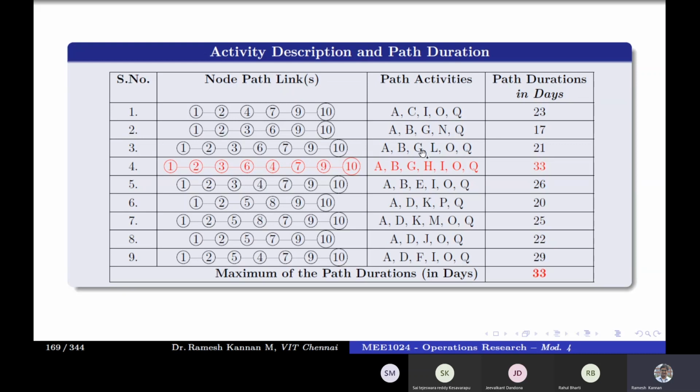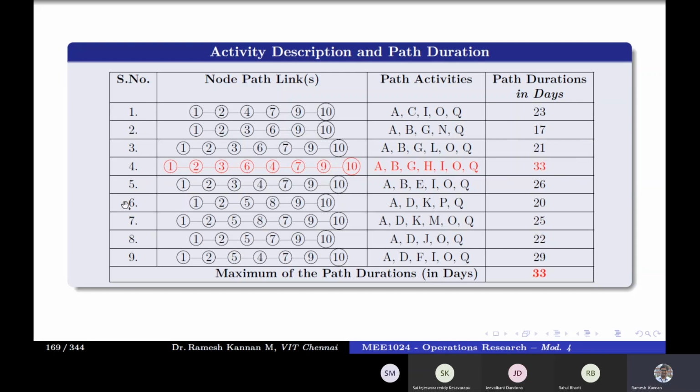For example, if I delay any of these by 1 day, it will turn out to be 34, which means the project duration itself is 33, and if you delay it by 1 day, you have to pay compensation to the client or the people who gave you the project. So that is the target, like the end day or target day. That is what we call the critical path.